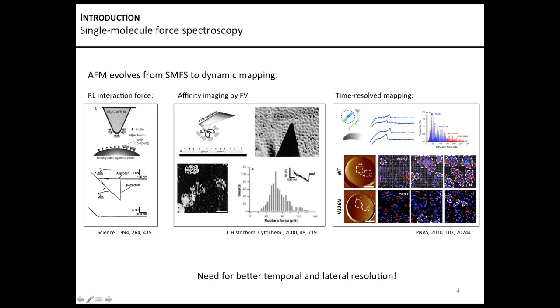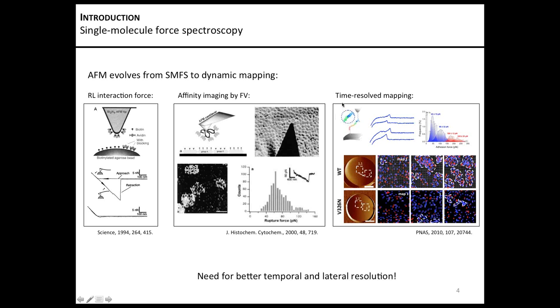Several years later, the tool evolved to an affinity mapping imaging tool. So to do that, for example, in this paper, Grandbois et al. used a functionalized tip with some lectin to map a confluent layer of red blood cells. So it's a mixture of group A and group O red blood cells, and they used a specific lectin against the group A red blood cells, and they were able to distinguish the red blood cells from group A in opposition to group O. So it's the first paper that showed this kind of mapping.